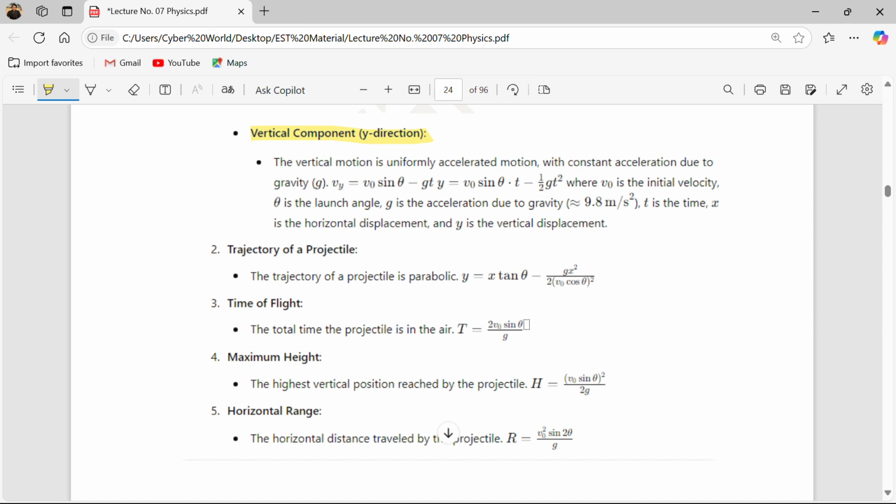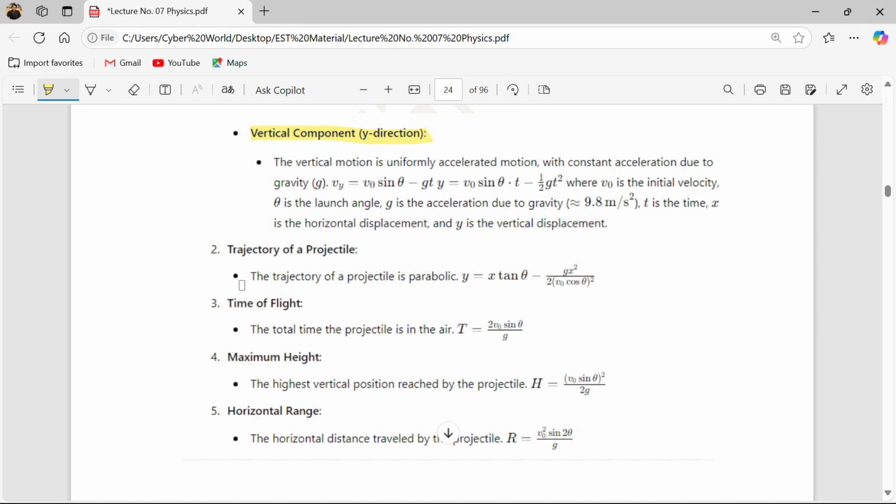And what is the formula of maximum height? You also have to remember this: v naught square sine square theta divided by 2g. And what is the formula of the range? The range formula is again v naught square, but here sine of 2 theta, divided by g. So these three formulas are very important.